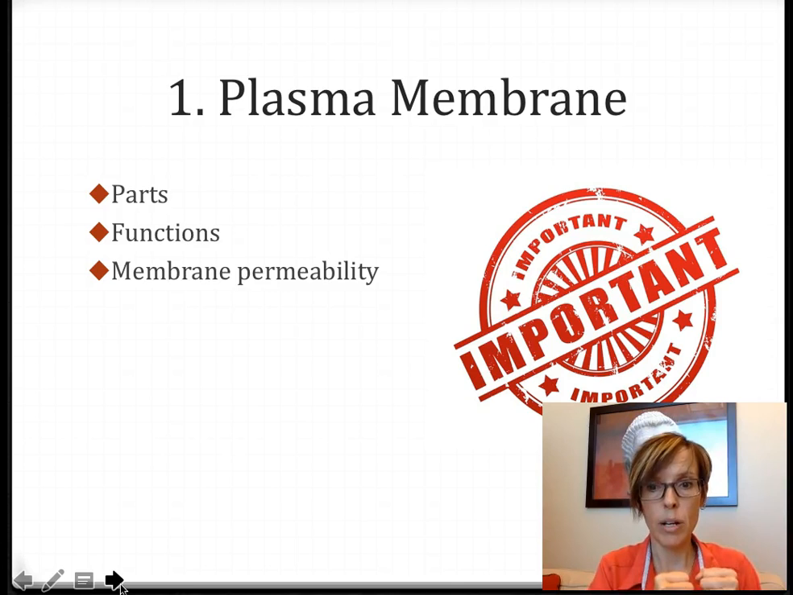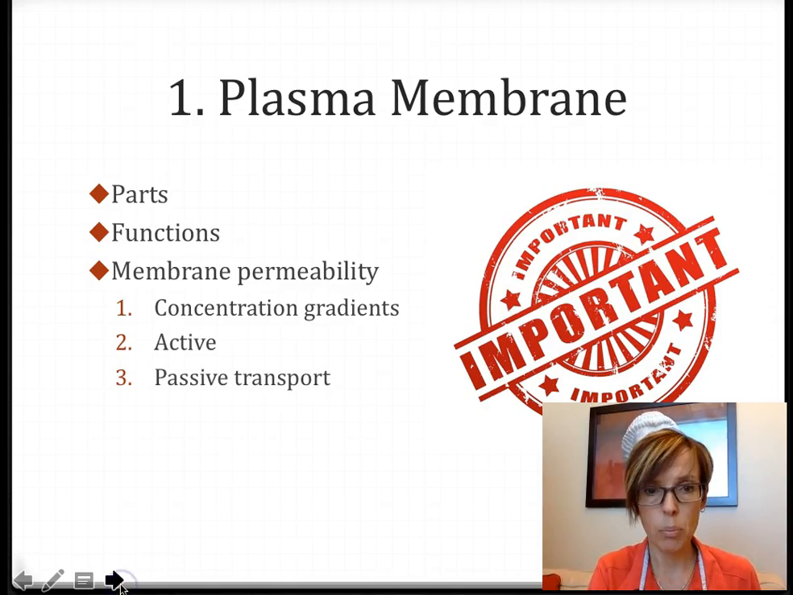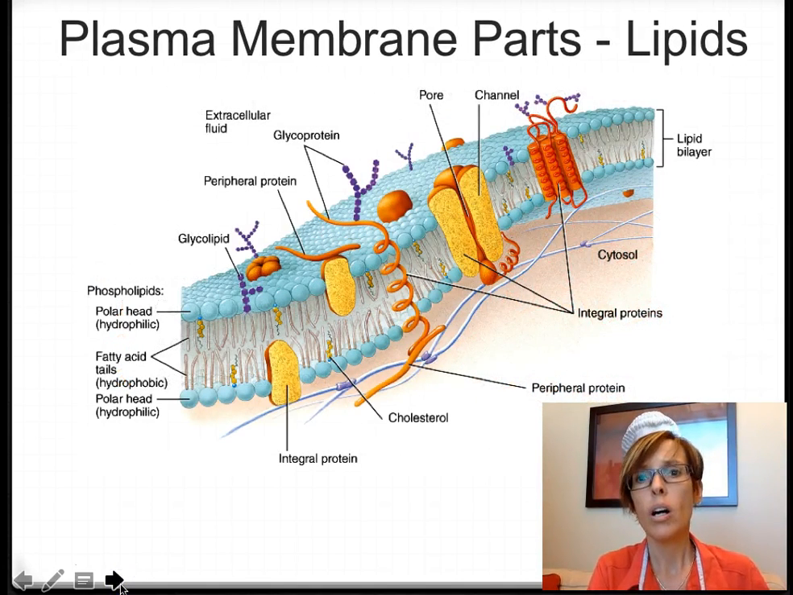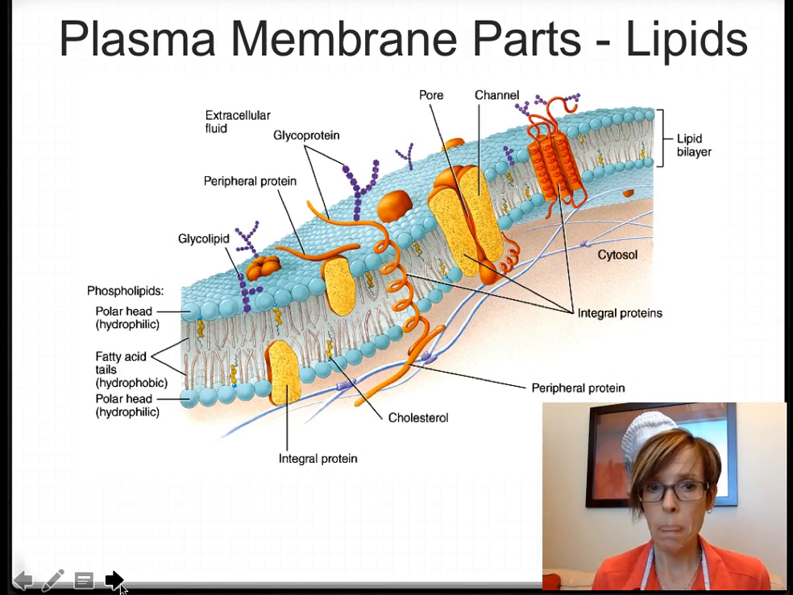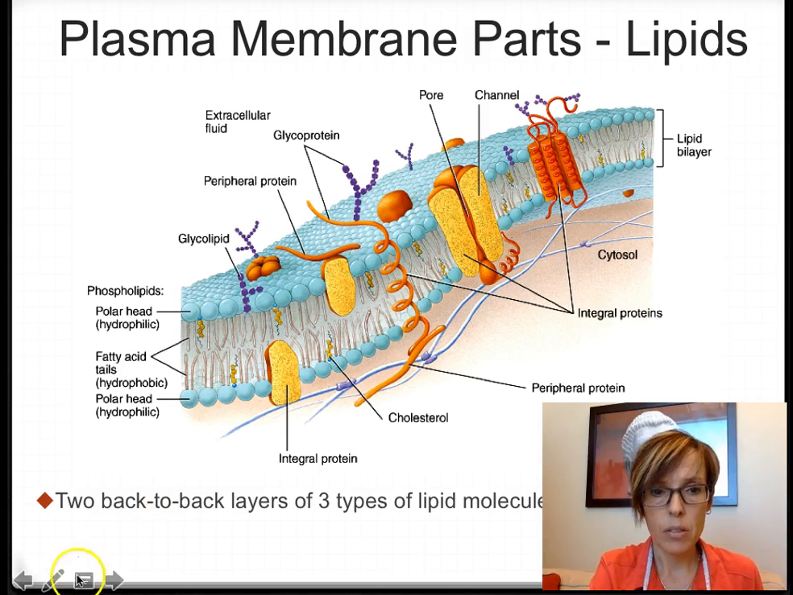So that cell membrane plays a very important role in the proper functioning and health of you. Okay, so we're going to talk about concentration gradients, active and passive transport. So with that, let's talk about the different parts of the cell membrane. First, we're going to talk about the lipids. If you remember, the main part of that cell membrane is going to be made up of phospholipids.